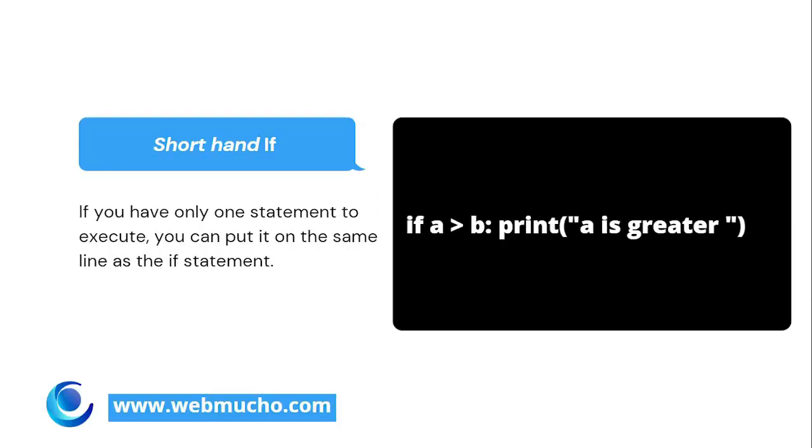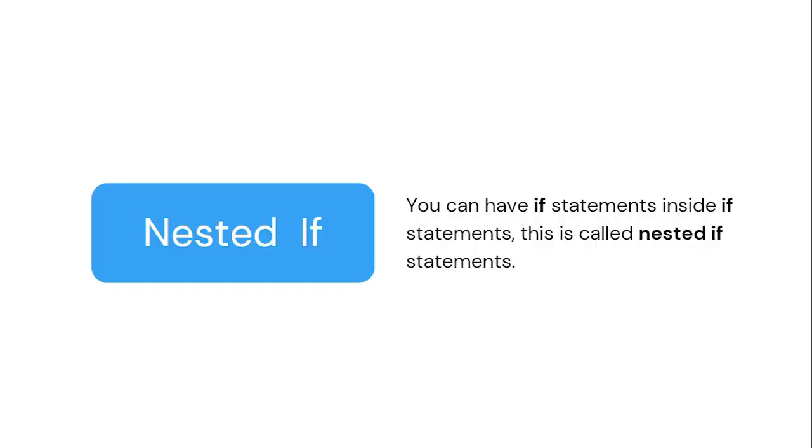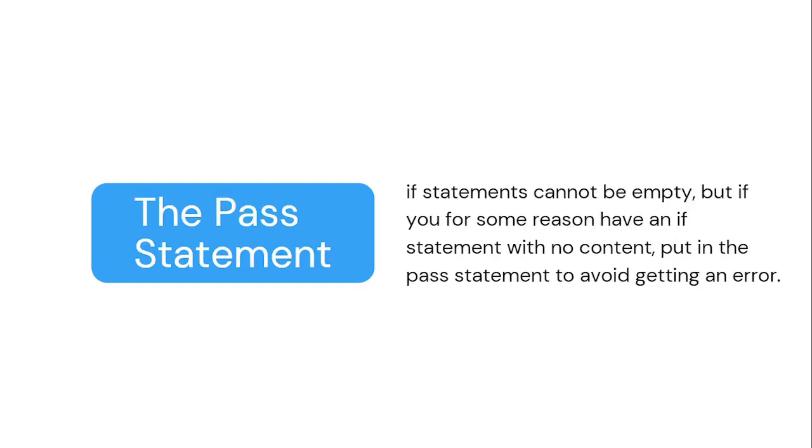Then we'll look at the shorthand for an if condition. So if you have only one statement to execute, you can put it on the same line as the if statement. Then we also have the if-else shorthand. If you have only one statement to execute, one for if and the other for else, you can put it all on the same line using this shorthand. Then we'll look at nested if, how you can put one if condition in another if condition. And finally, we'll look at the pass statement, which says that I'm creating an if, but I don't want to do anything at the moment.